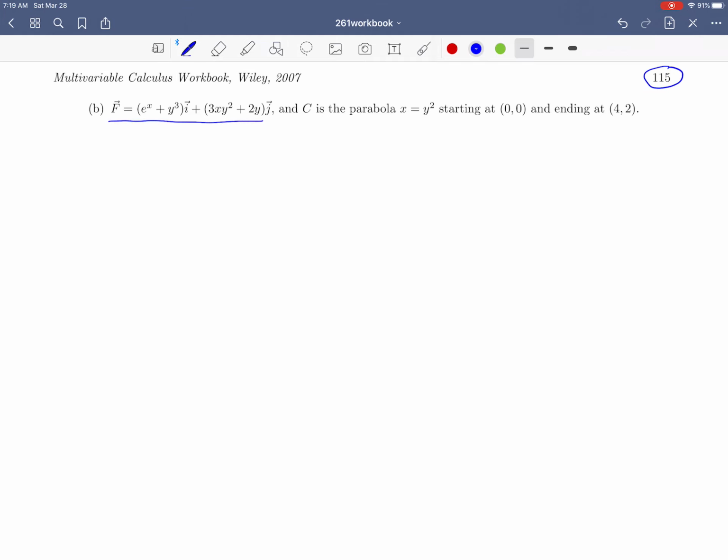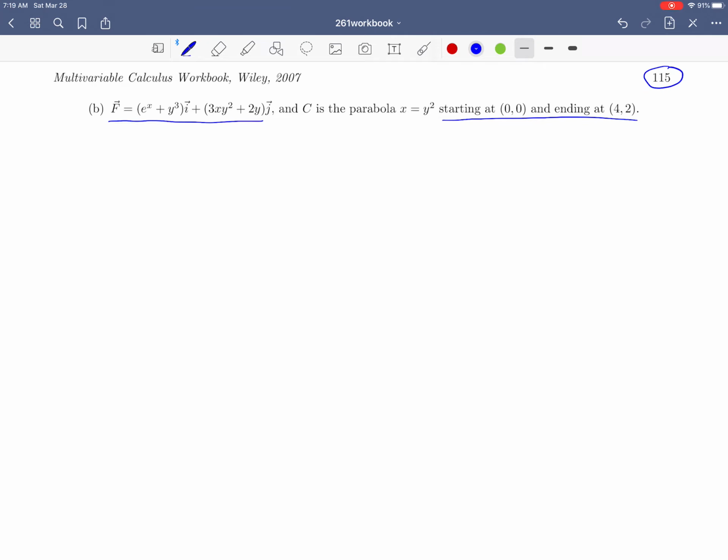Okay, so the instructions for this problem were to use the fundamental theorem of line integrals to find the line integral of this vector field that we're given, along a parabolic path, x equals y squared, that starts at (0, 0) and ends at (4, 2). Well, we know from the fundamental theorem of line integrals that all that should really matter in this calculation are the starting and the ending points. The parabola is really not going to play a role in this question.